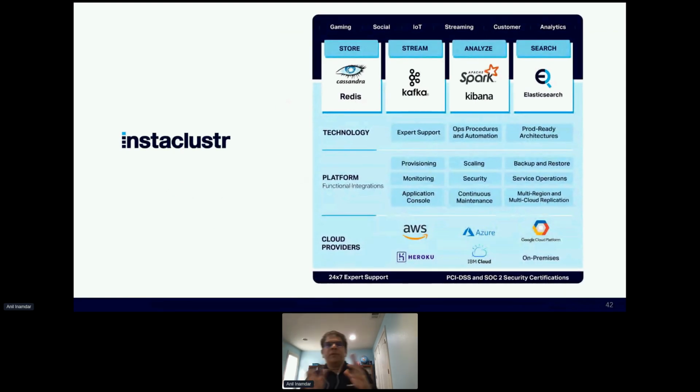This is our platform. So you saw the Redis overview. It's very similar for all the other technologies. On the top, I have all the technologies that we support. In the bottom is the platform: AWS, Azure, Google Cloud Platform, or on-prem. And in the center, we have all the services that we provide with our managed platform: provisioning, monitoring, scaling, security, backup and restore. So if we start managing your clusters, we will do all this for you, and you can focus on your business use case.